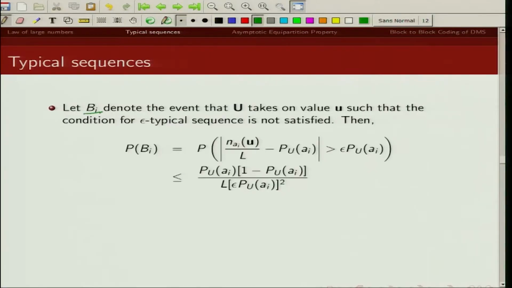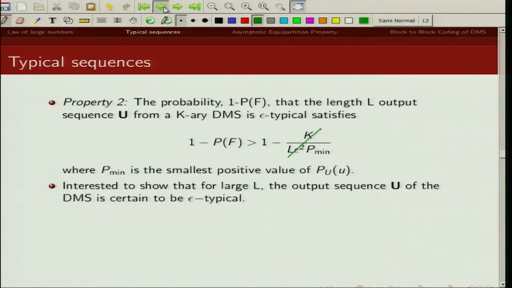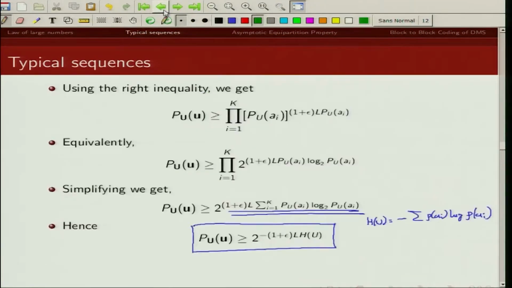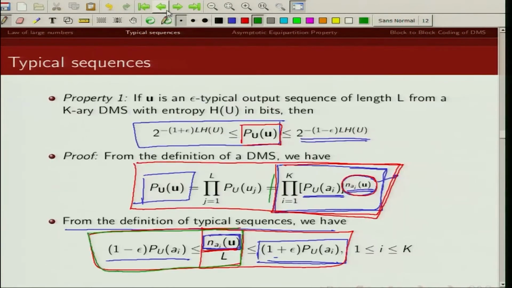So let Bi denote the event that u takes a value such that the condition for an epsilon typical sequence is not satisfied. Now go back to the condition for an epsilon typical sequence. This was the condition, right?